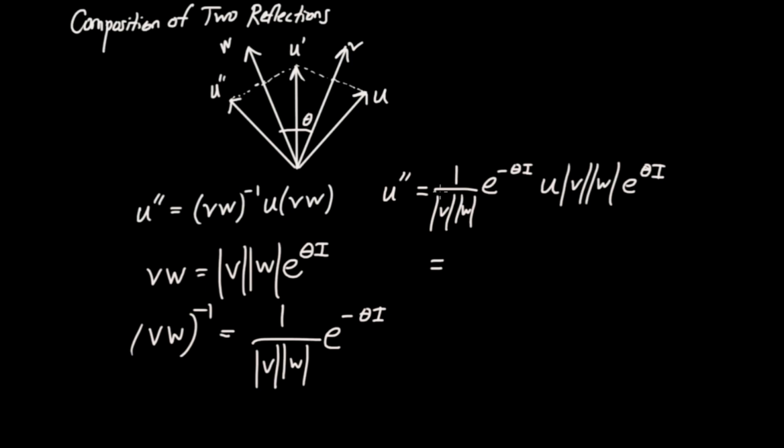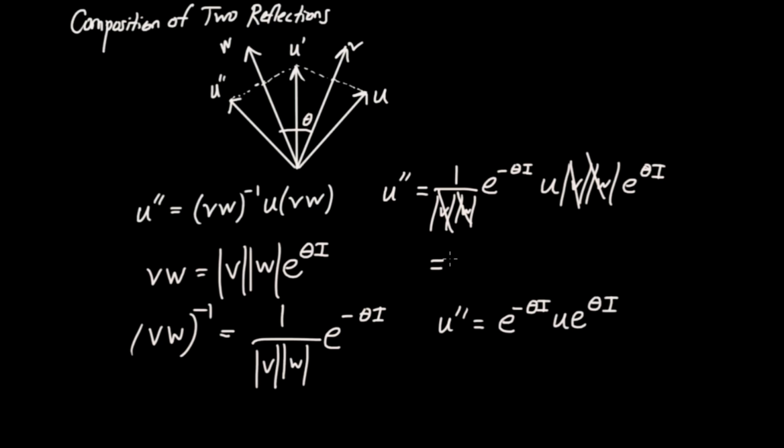And now this thing here and these two are just scalars, so those can be moved around as you'd like. And in fact, they'll cancel. The length of V's cancel, the length of W's cancel. So what I'm left with is the formula U double prime is equal to e to the minus theta I times U times e to the theta I.